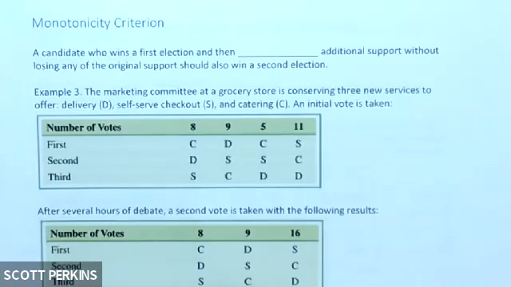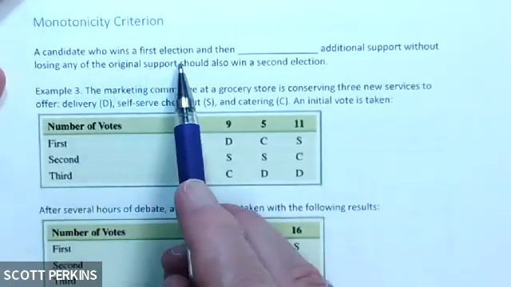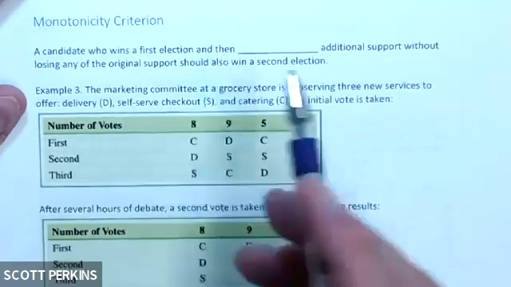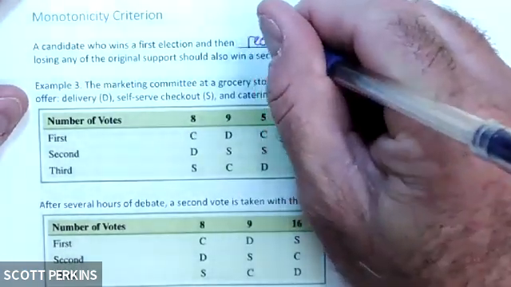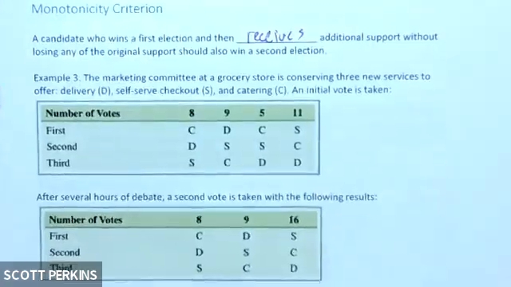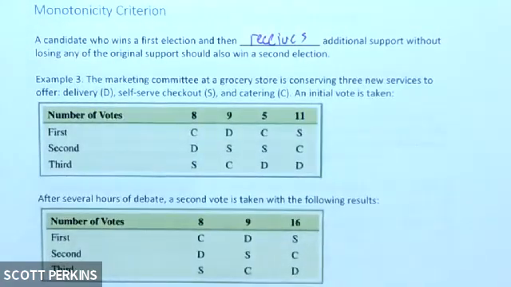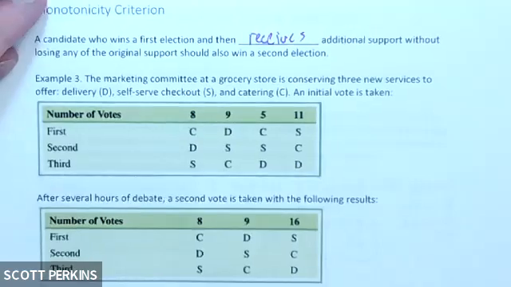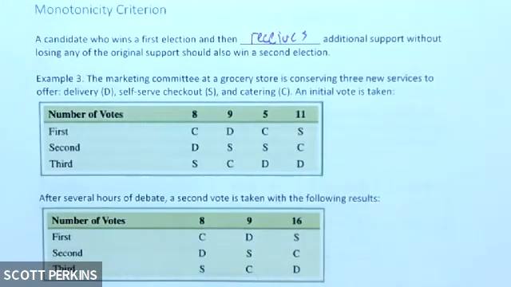And so here's what this says. A candidate who wins a first election and then receives additional support without losing any of their original support should win the second election, which seems to make sense. Okay, so again, if you won the first election, and then there had to be a second because there wasn't a majority or whatever. So if you won the first election, but then in the re-election you got more support, you should win the second election. So let's see what that means.